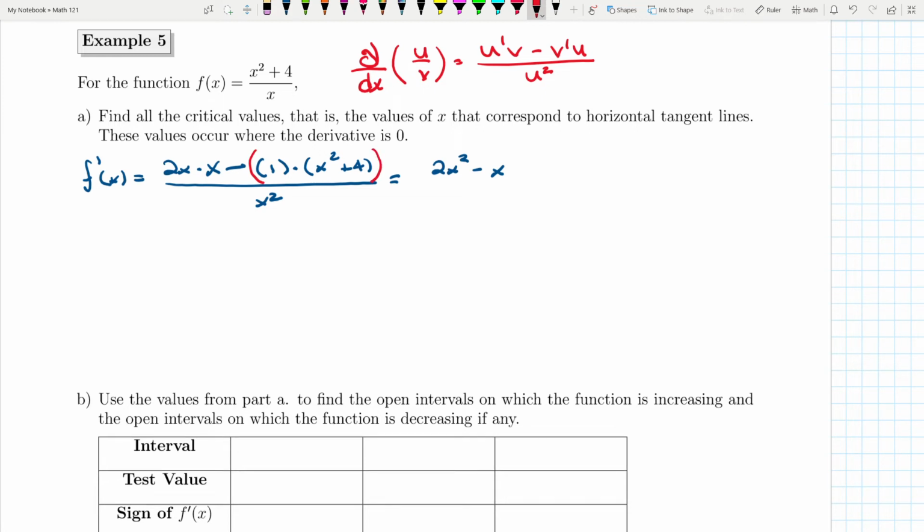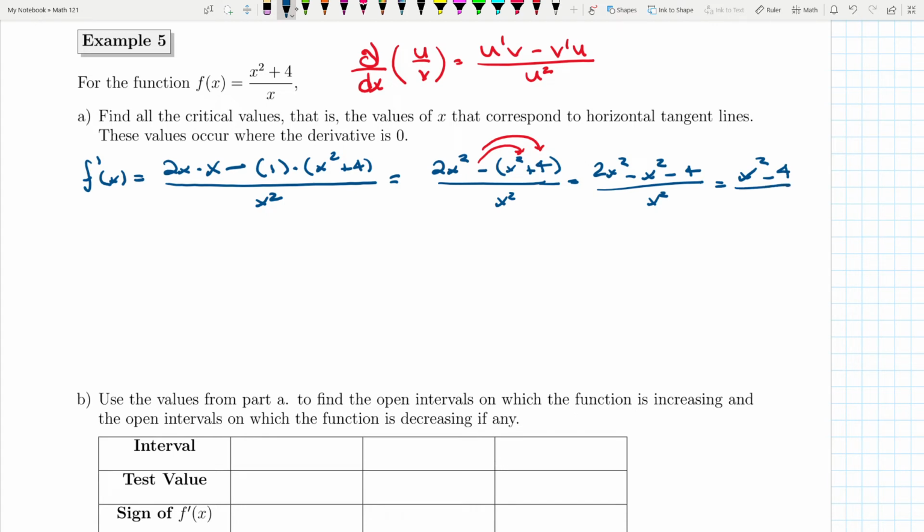Actually, let me do the following instead. I'm going to multiply this parentheses, x plus 4 times 1, which will simply be x squared plus 4, over x squared. And then distributing the sign, we will get the following: 2x squared minus x squared minus 4. Combining like terms in the numerator, we get x squared minus 4 divided by x squared.